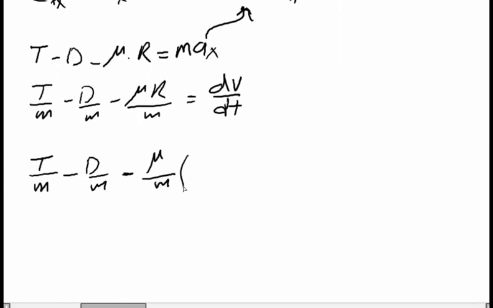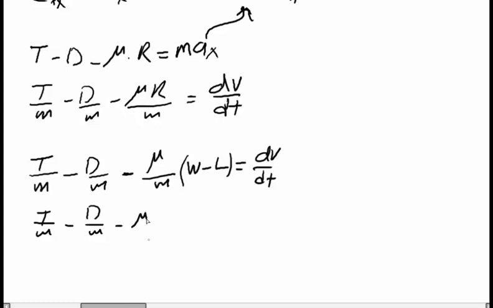Okay, so T minus R, as I said, will be equal to weight minus lift, which will be equal to dV/dt. Now we make some other calculations here, very quickly. T over m, D over m, minus mu W over m, minus mu L over m will be equal to dV/dt.